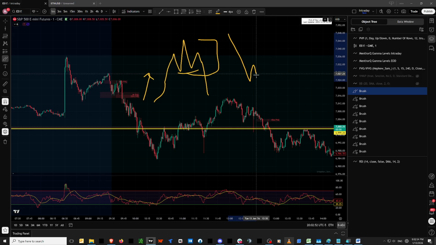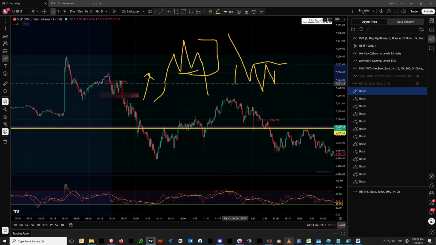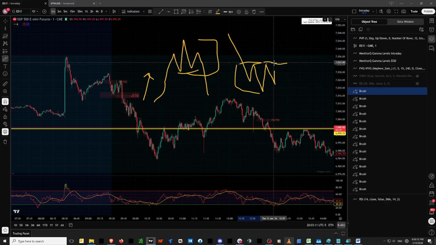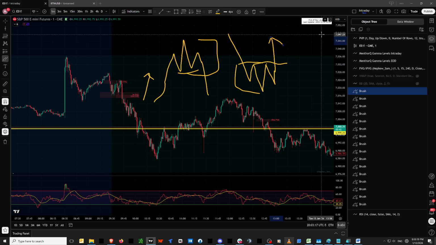Left shoulder, head, neck, right shoulder. So here's the neckline, these two points here. We snap a fib here to here, and that should tell us how far, assuming that it plays out, that it will go when it breaks, because it's a reversal pattern. What does a Head and Shoulders mean?